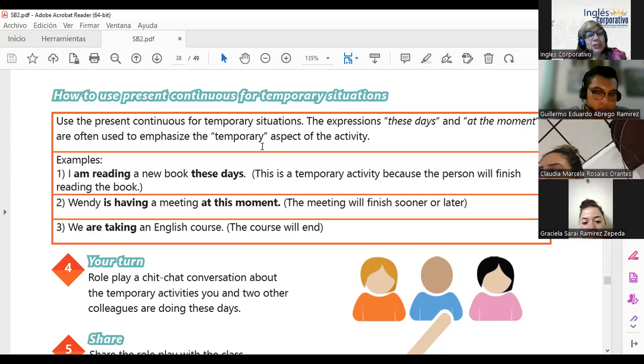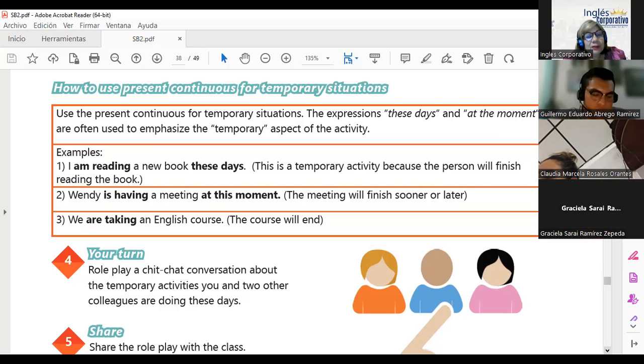Okay, the examples. I am reading a new book these days. You are not going to read the book forever. Right? You are doing this action for a period of time. This is a temporary activity because the person will finish reading the book. Wendy is having a meeting at this moment. This is temporary because the meeting is going to finish. We are taking an English course. In your case, you are taking an English course for a month. In this case, the beginners two, you are taking the beginners two this month. But the beginners two is not going to last forever. It's going to finish, unfortunately. For me.